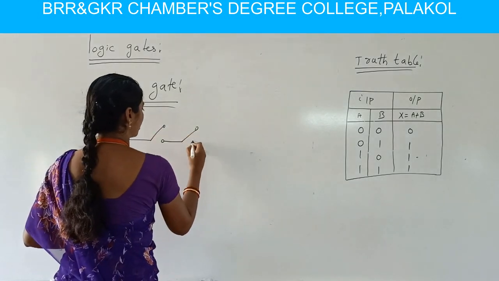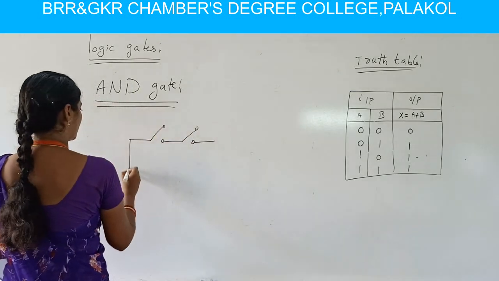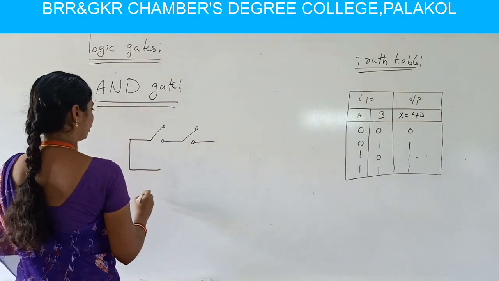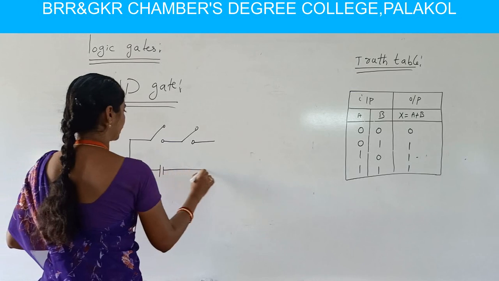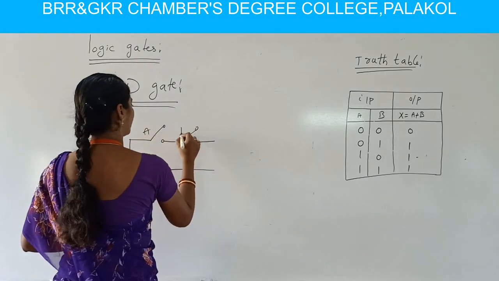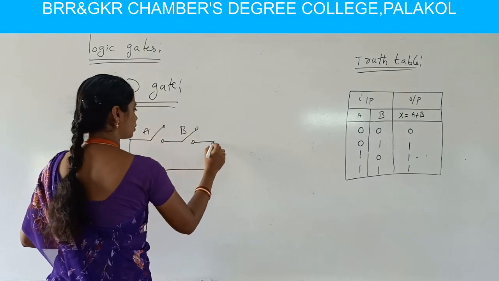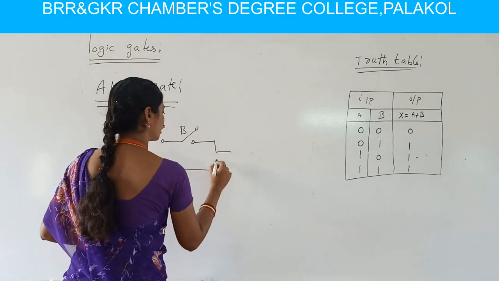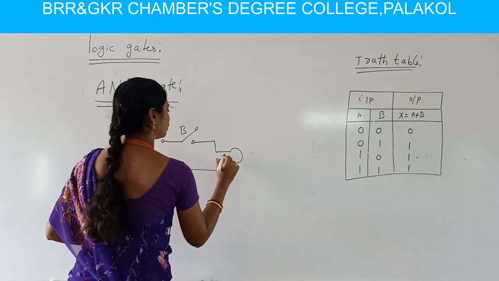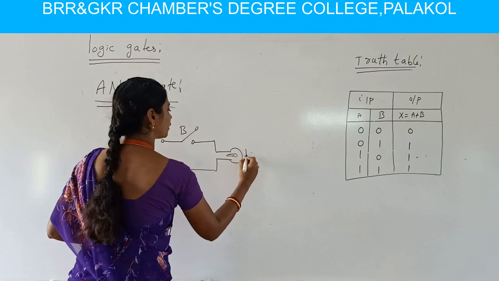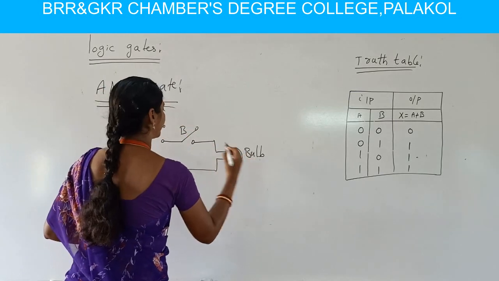Here the two switches are connected in series. So here we are giving the battery connection. This is A and this is B. These two are switches, and these two switches are connected to a bulb in this manner.